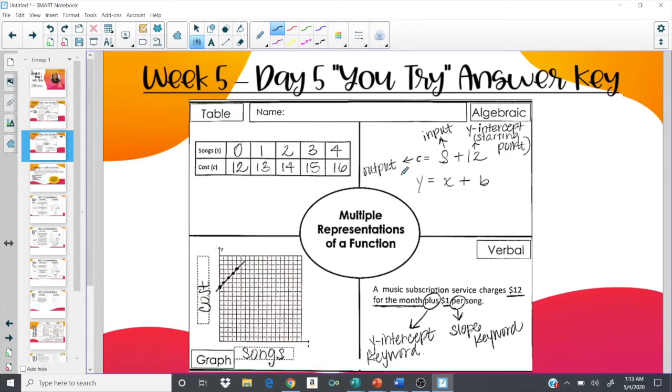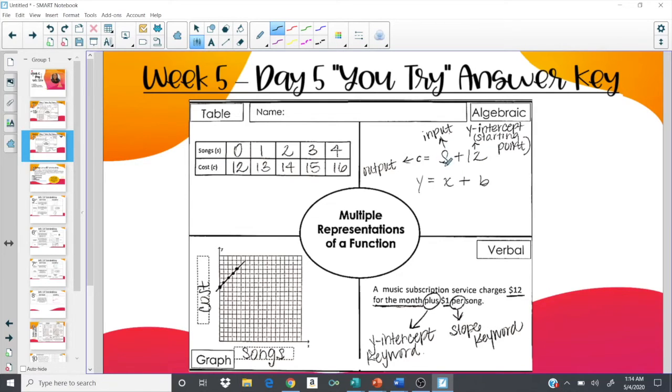So when we write the equation, we're going to use the equation y is equal to x plus b. But in this problem, they want you to use the variables s and c. So in the equation y is equal to x plus b, x is still your independent variable, y is your dependent variable, and b represents your y-intercept. We know that 12 is our y-intercept, so substitute b for 12. Then think about the relationship.